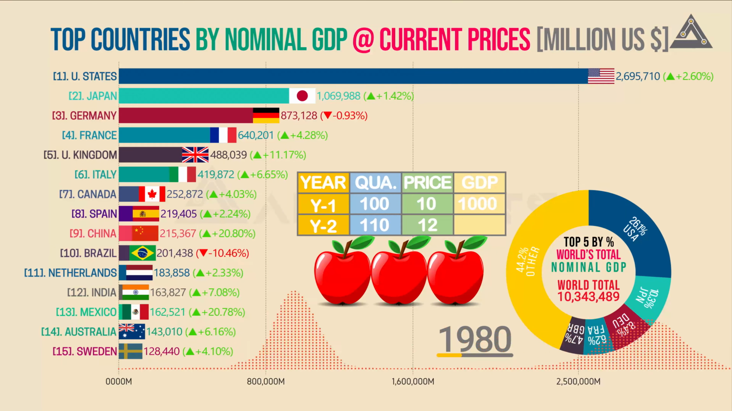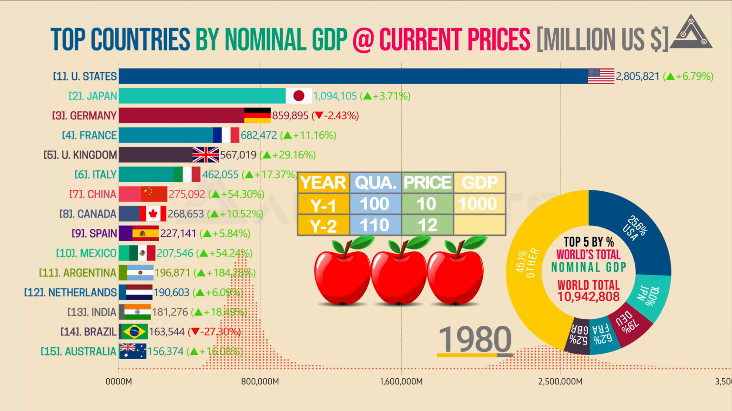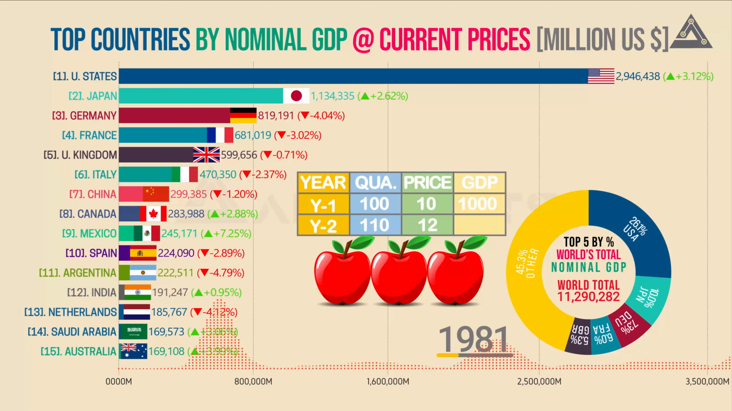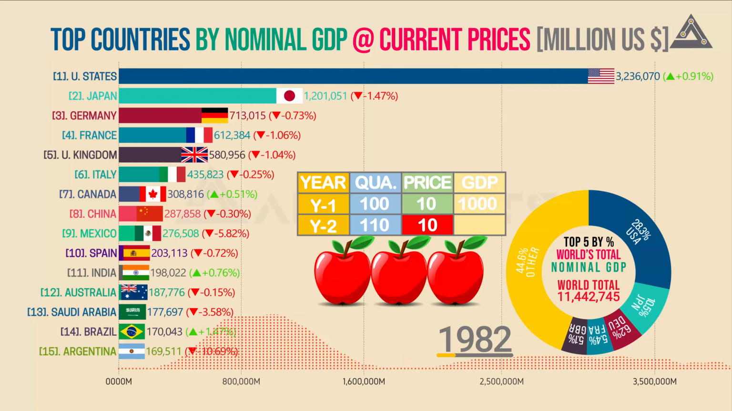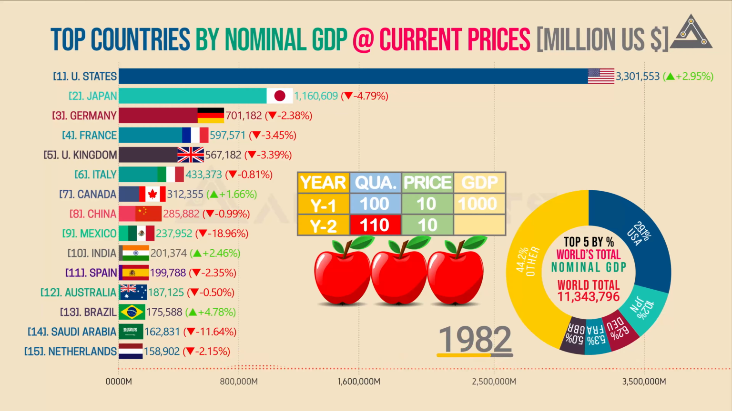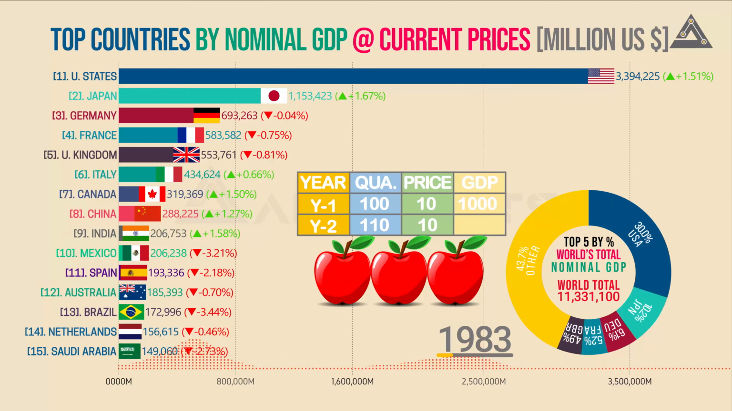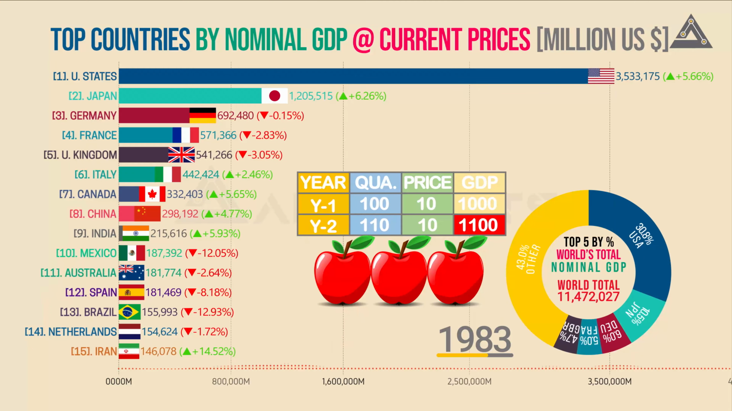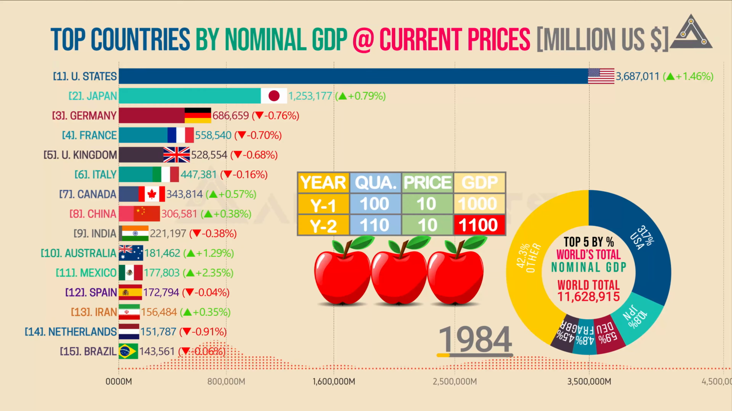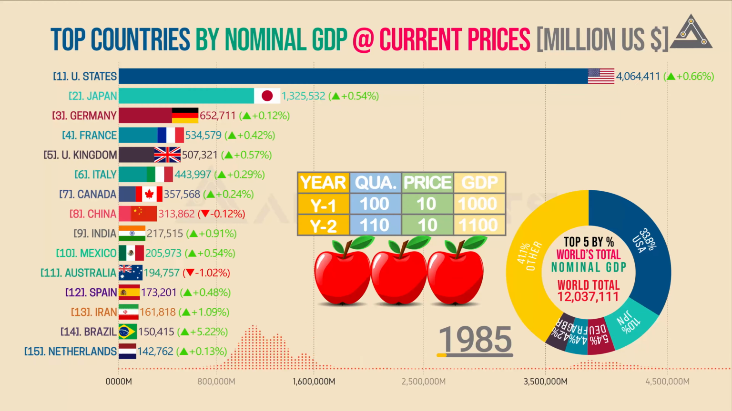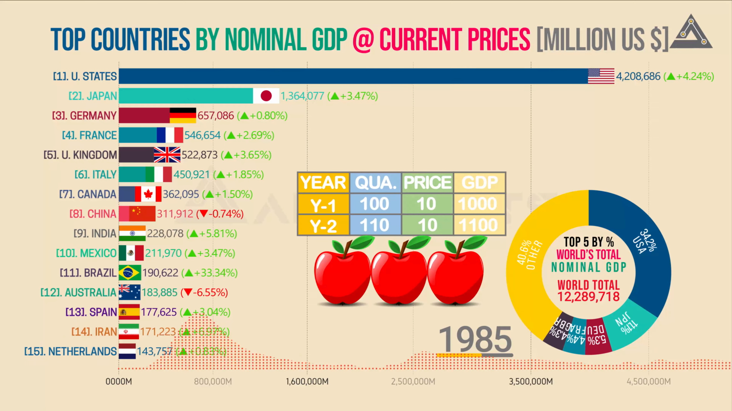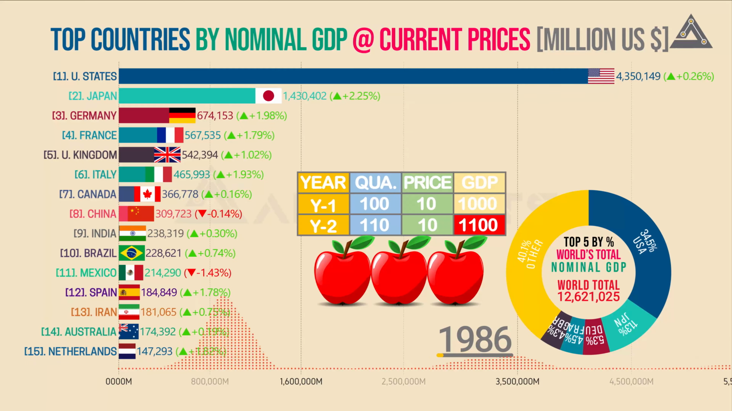So if you want to know the real growth of the country's economy, then we must calculate the GDP of country A of year 2 at the price of year 1. So now the price will be 10 and the quantity will be 110. So the real GDP of year 2 will be $1,100. So the difference between nominal and real GDP can be clearly seen, and we can say the real growth in GDP is 10%, that is from $1,000 to $1,100.